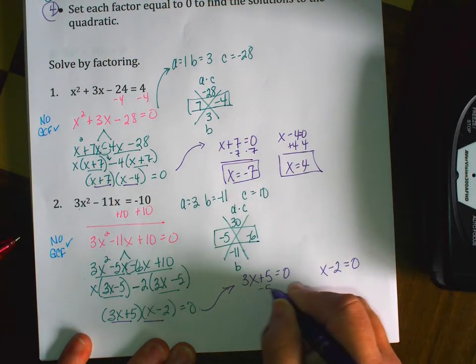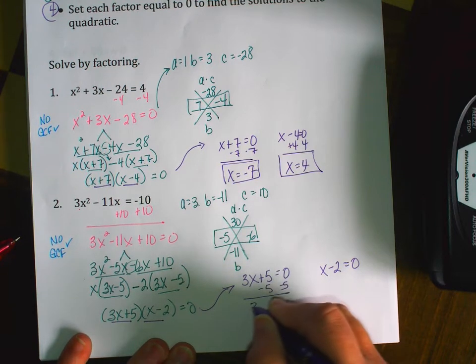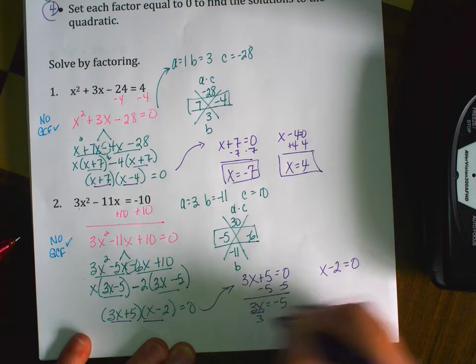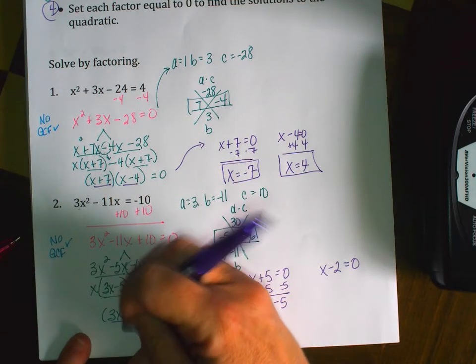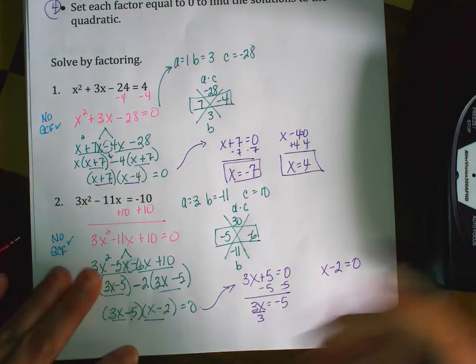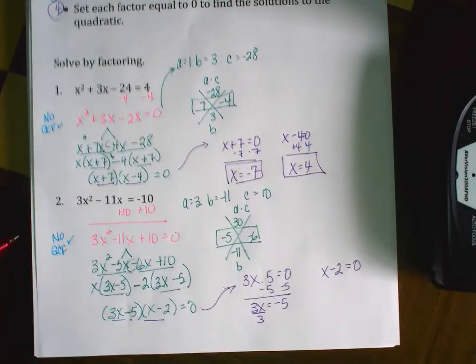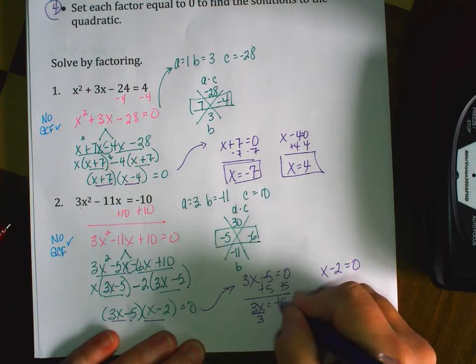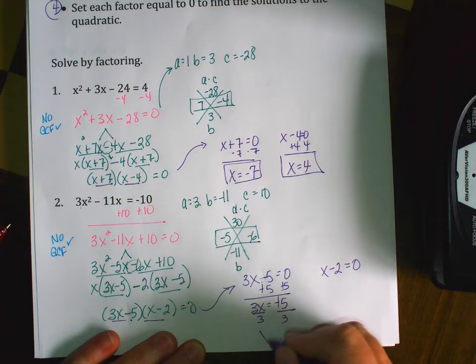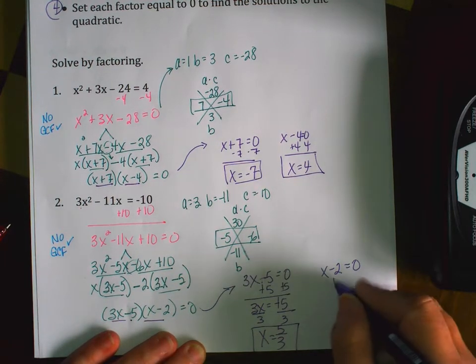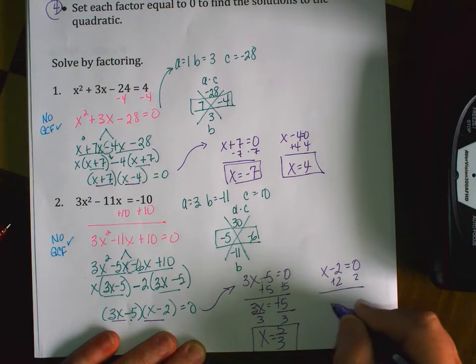Subtract 5, and I have 3x equals negative 5. Divide both sides by 3. Oops, that should have been 3x minus 5, shouldn't it? Glad I caught that. I knew something didn't look quite right. Okay, so this is a minus 5. That means I'm adding 5 to both sides. Divide by 3, and x is 5/3. That's one of my solutions. And over here, I'm going to add 2 to both sides, and I get x equals 2.